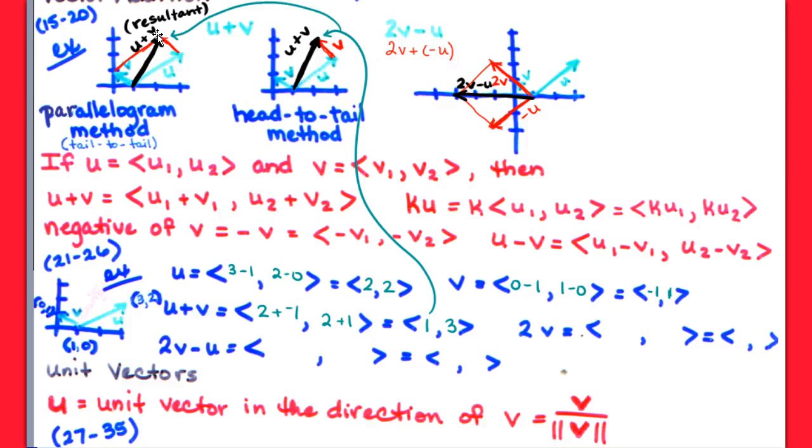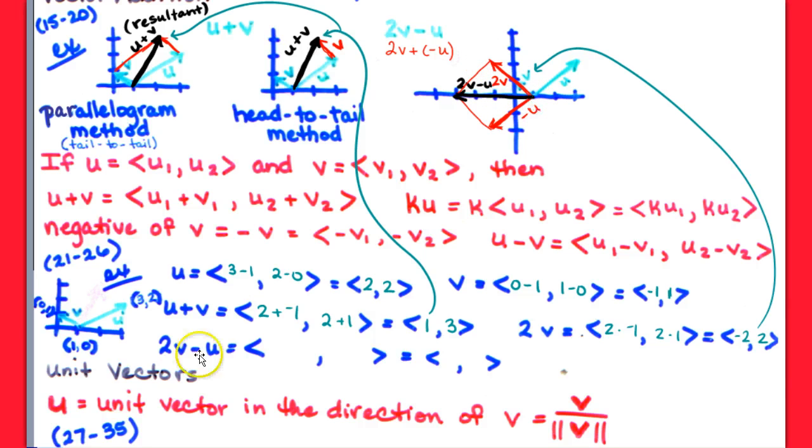All right, what if we did 2 times the vector? Then we could go through and say, okay, that would be 2 times the first value and 2 times the second value. So that would give me <-2, 2>. And sure enough, if I come back up here and I look at where we drew 2v, if you go over -2 and you go up +2, that is the component form of that vector.